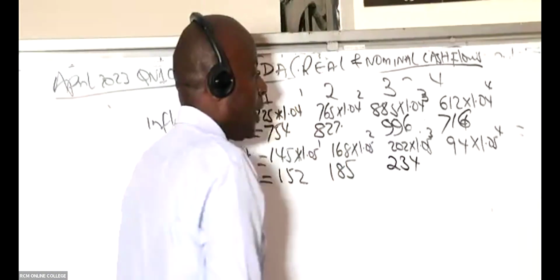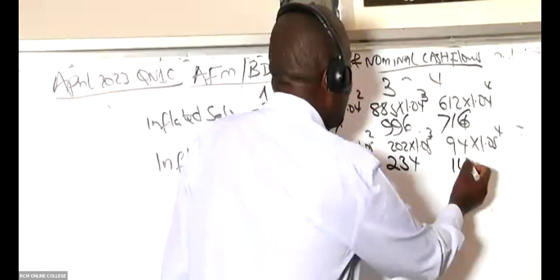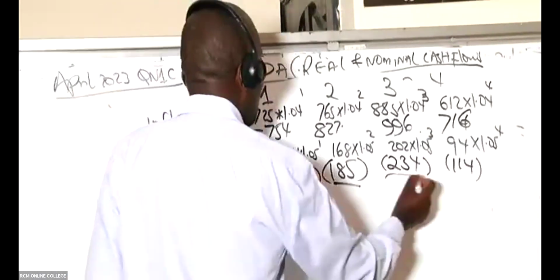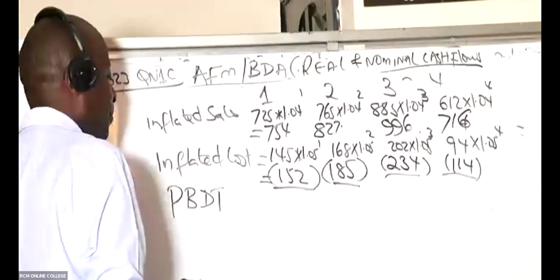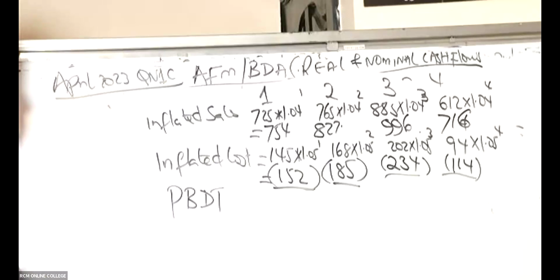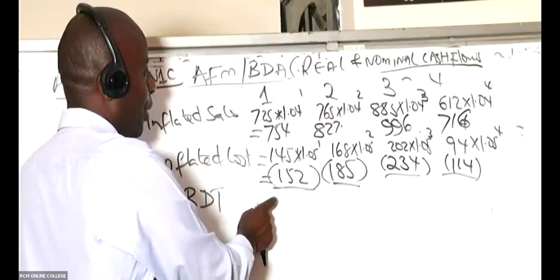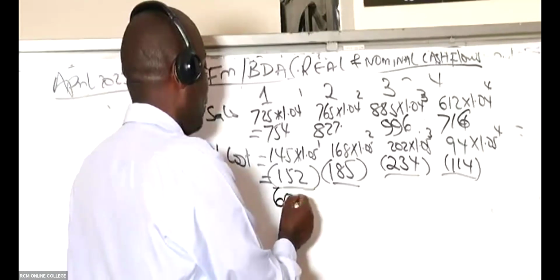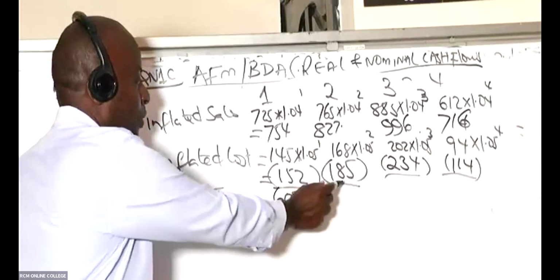And then the last one, 94 times 1.05 raised to power 4, what do we have there? 114. So then what am I going to do right away? I will subtract the cost from the sales. Whatever I get will be called profit before depreciation and tax. So are you able to give me this figure very fast? 754 minus the cost of 152. 602. And then we have year number 2, it's 827 minus 185.